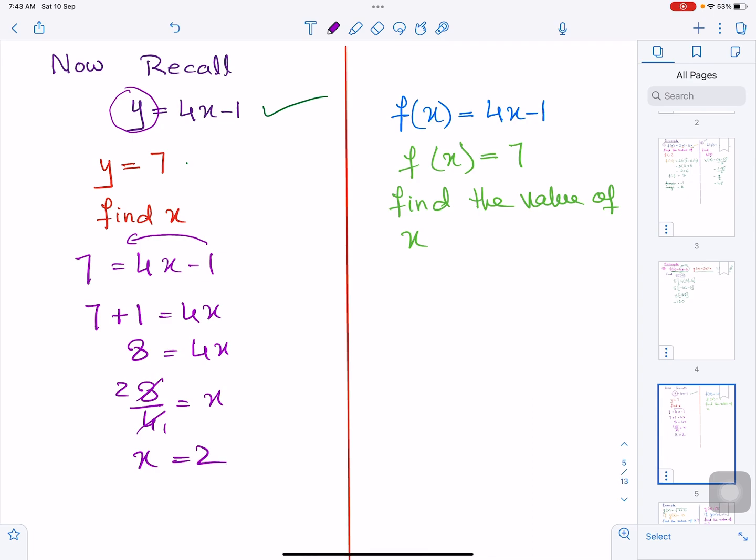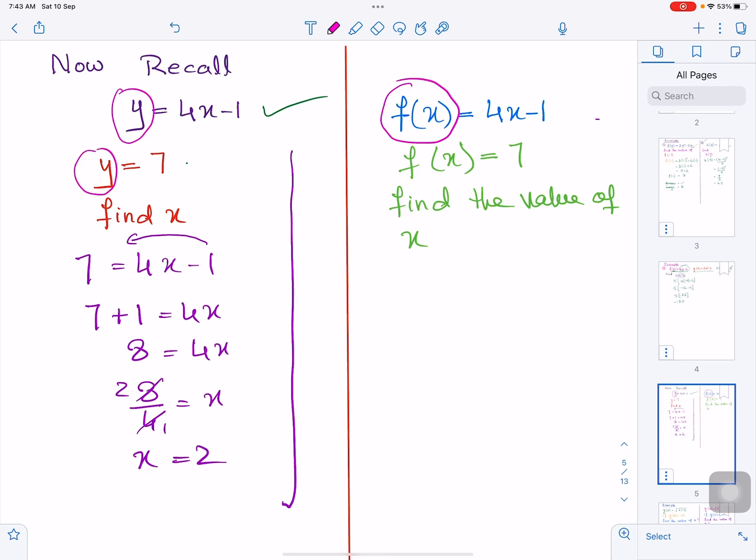Now look at the same question which we have done here in function notation. Okay? In notation of function. So instead of y, now it is written f of x. And instead of saying y is equal to 7, it is saying f of x is equal to 7. And find the value of x. So 100% same thing. Here you will write 7 is equal to 4x minus 1 and solve just the way you have done here. And you will get your answer.